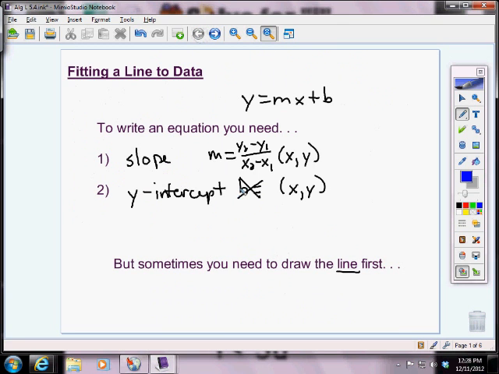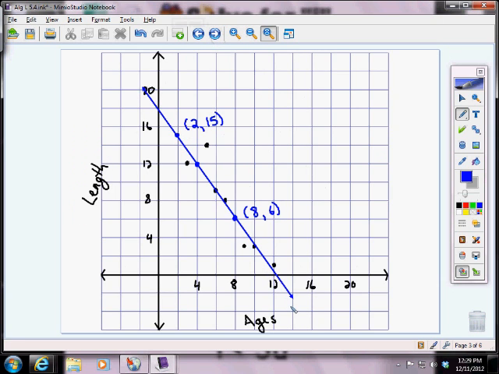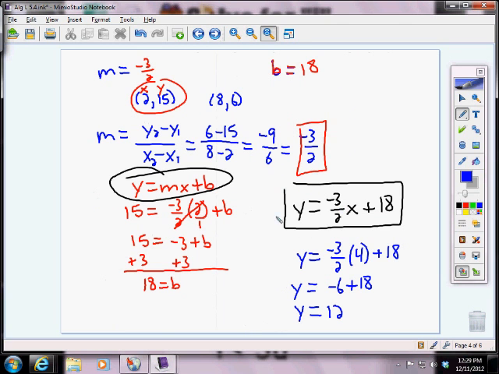Just to sum things up, we're still going to be writing an equation for a line, so we're going to need a slope and a y-intercept. But what you're going to have to do first is draw a best fitting line, a line that best represents your data points, before you can write your final equation.